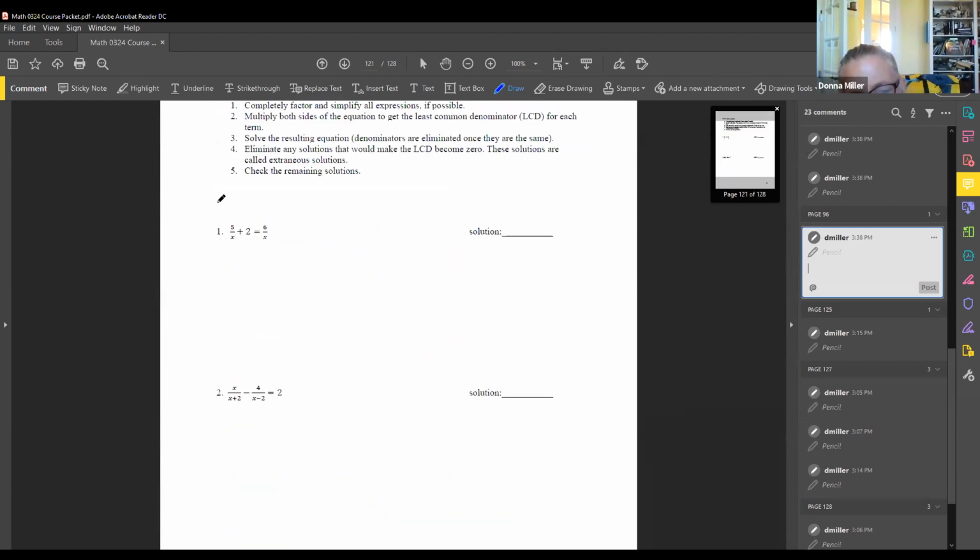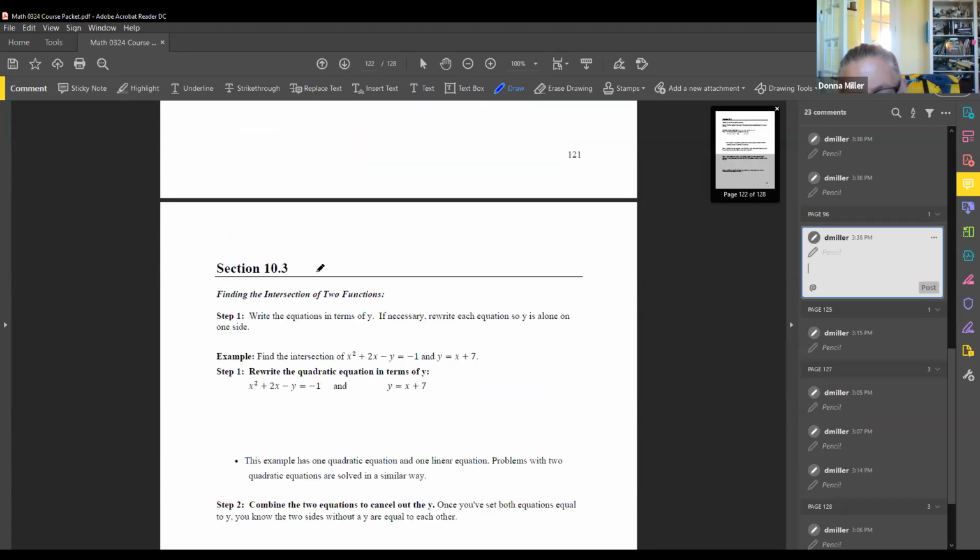You should be able to solve rational equations, something maybe like number 1 here. Remember, if you're not good with the algebra, you can also just use your calculator. You plug the left-hand side in Y1, the right-hand side in Y2, and find the intersection. So don't be afraid to use the calculator to solve equations, especially if you struggle with these kinds of things.